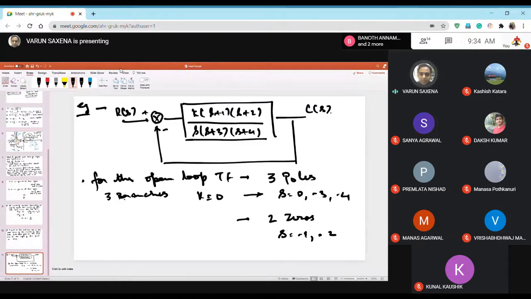See, the number of branches is going to be determined by the number of poles, not by the number of zeros. The number of zeros will only determine where the branches will terminate and how many branches will terminate at how many zeros. So the number of branches has nothing to do with the number of zeros. Okay? Okay, sir. Read this point again.